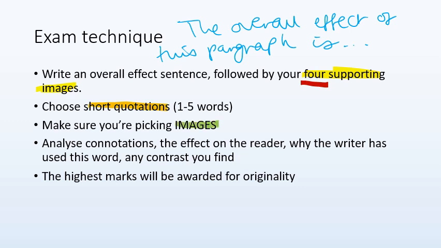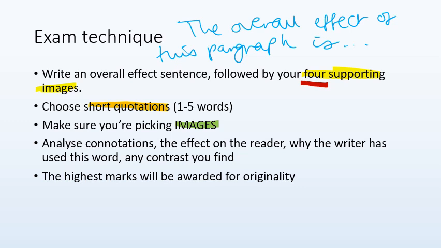Make sure you're picking images, so don't just pick out single words that you think are going to be easy to write about. When you're reading that paragraph, really try to see in your mind's eye the images that those words are creating for you, and if there are particularly strong images that stand out to you the first time you read it, those are probably the things that you should write about in your exercise 2.